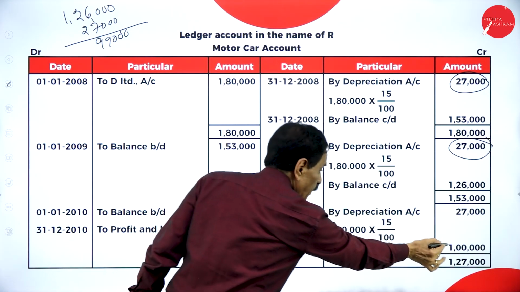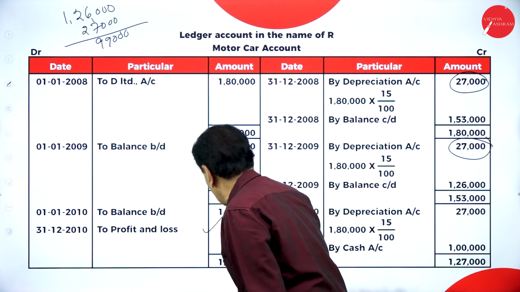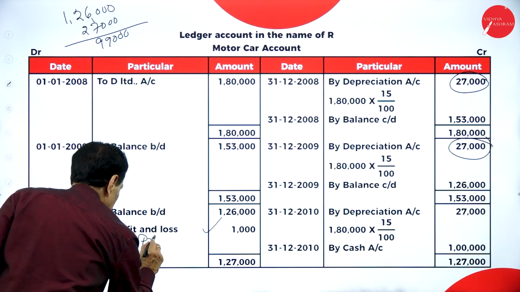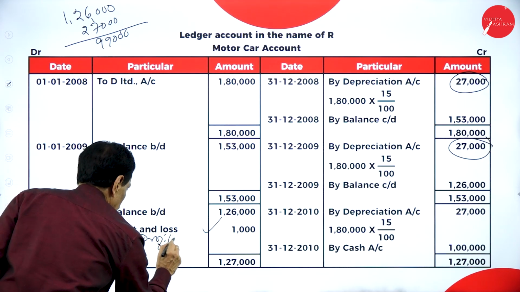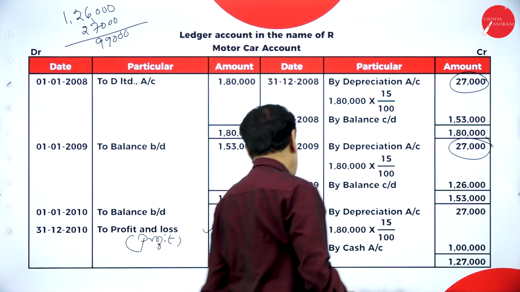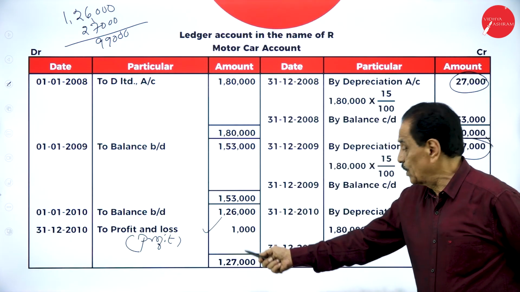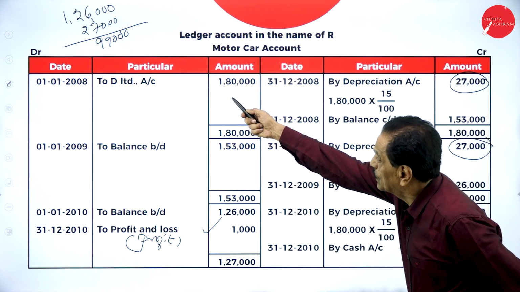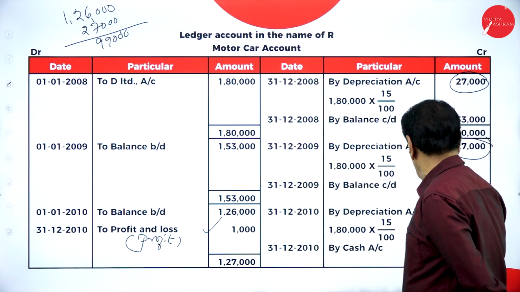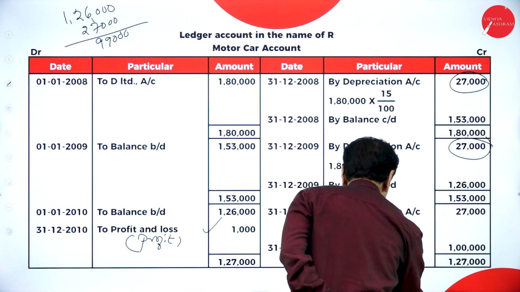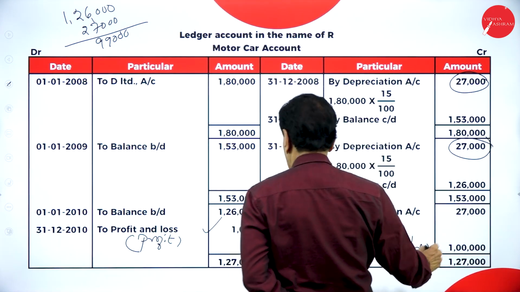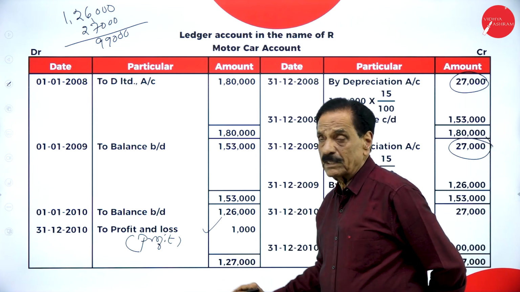It has been sold for 1 lakh. Profit and loss account: this is nothing but profit. At the end of the third year, the balance brought down is 1,26,000. By depreciation 27,000, balance is 99,000. It has been sold by cash for 1 lakh at a profit of rupees 1,000.